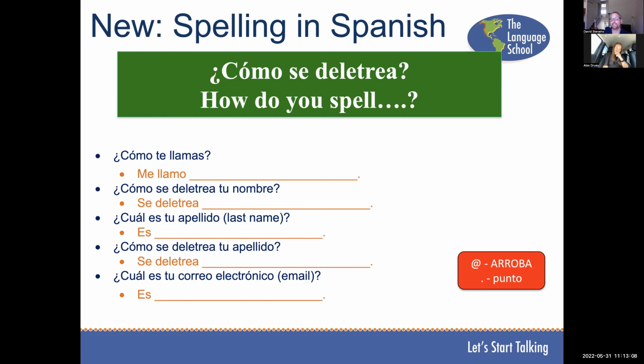¿Y cuál es tu correo electrónico? Es megan.a.drewy@gmail.com. So you have to spell all that out. And you're not going to say dot, you're going to say punto. And instead of saying at, you say arroba.